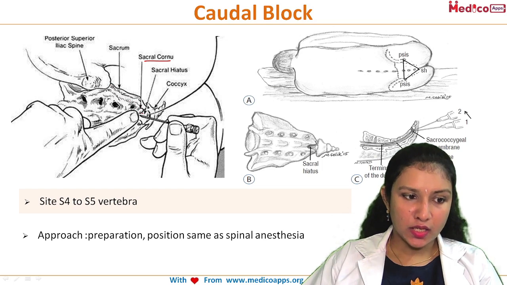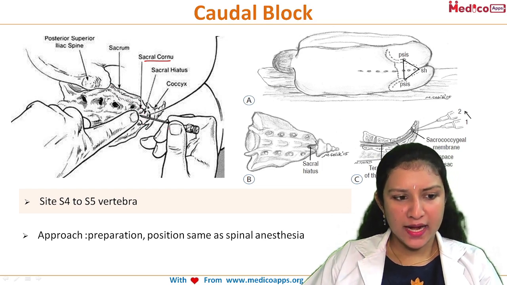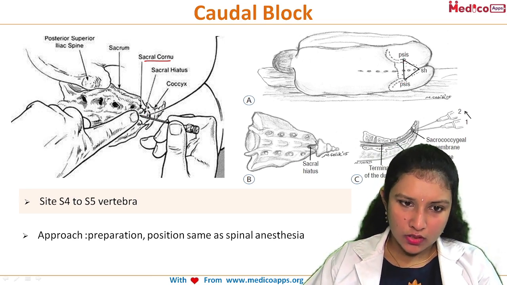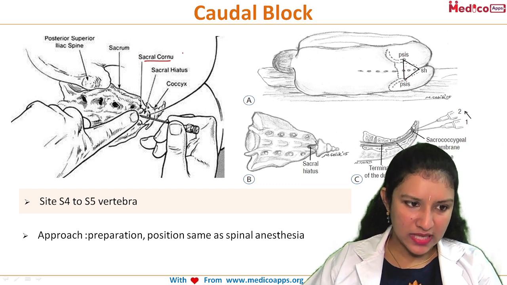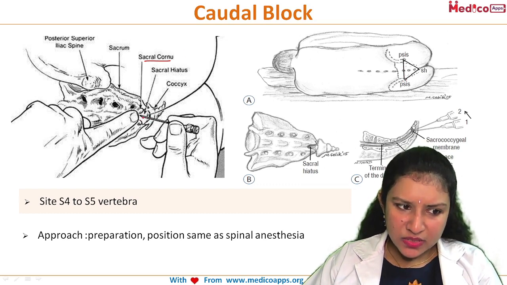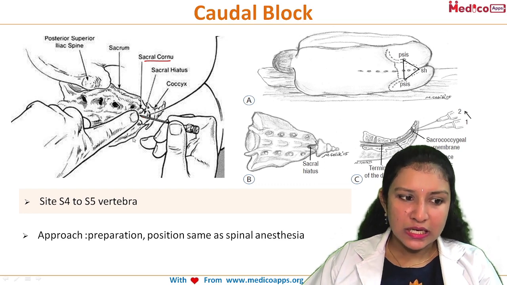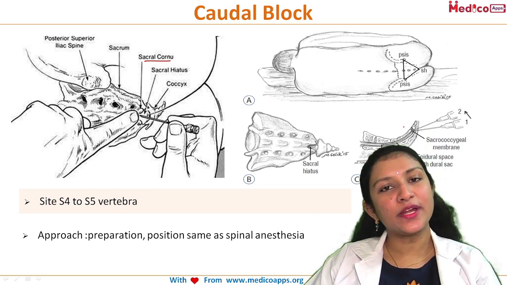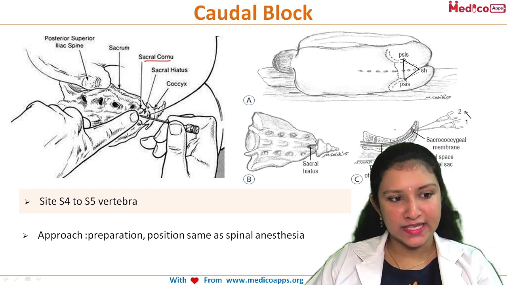We will palpate both sacral cornu and insert a small needle just in the midpoint of the sacral cornu. Suppose you draw a triangle joining the two sacral cornu. Just below this, at this point, you will introduce a small needle just to hit the bone inside.